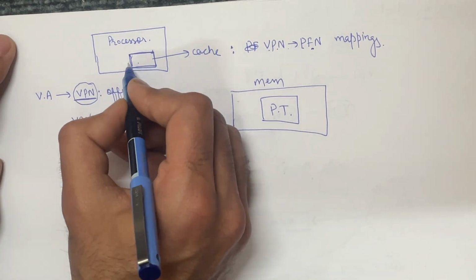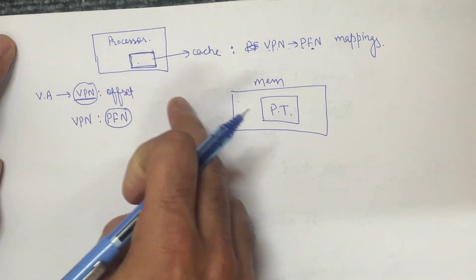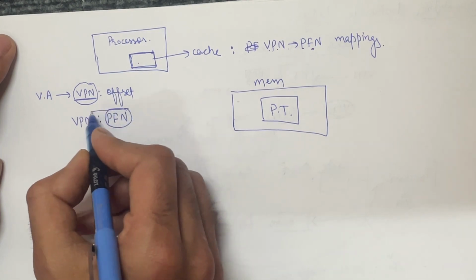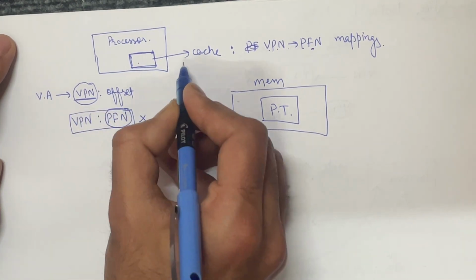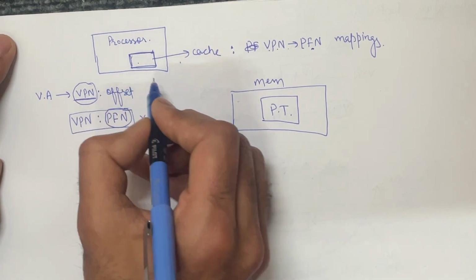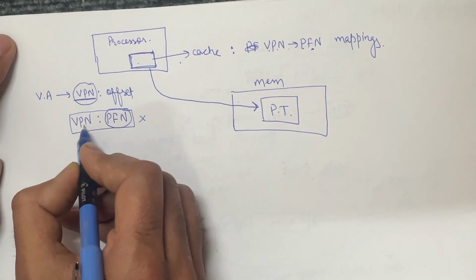If it is stored in this cache, we will get the physical frame number. We don't have to access the memory. However, if this mapping is not present in the cache, then in that scenario we have to access the page table to get the mapping.